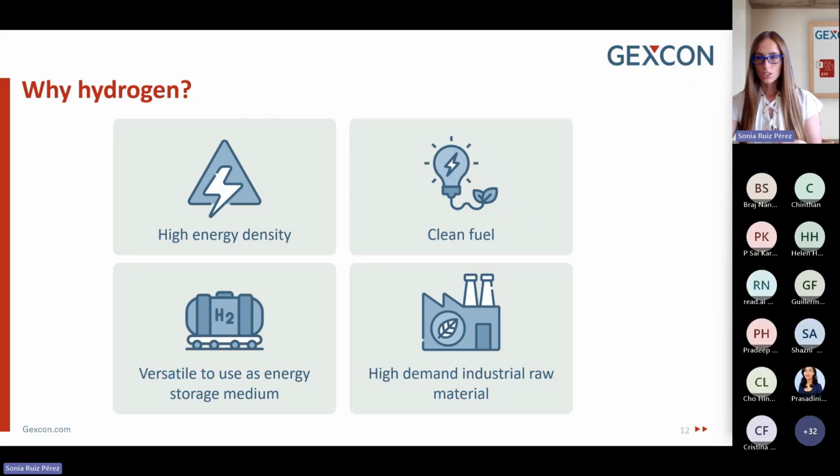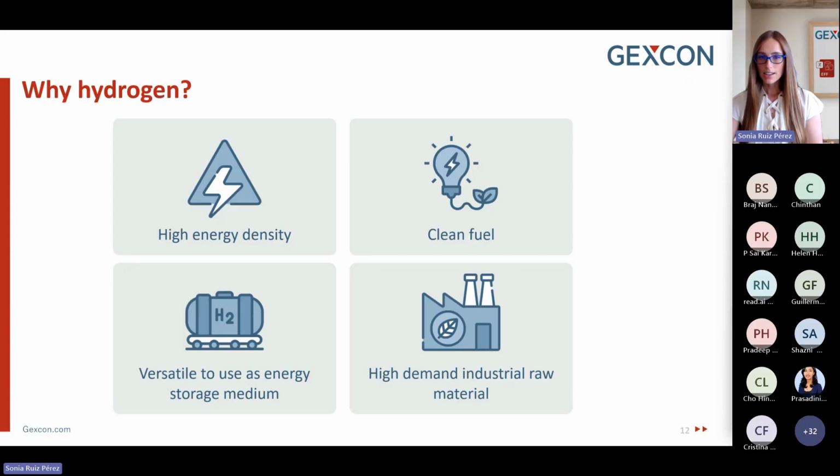Hydrogen has emerged as a promising energy carrier due to its potential to address different energy and environmental challenges, such as offering a pathway for decarbonizing sectors that are challenging to electrify, such as heavy industry, aviation, and long-haul transportation.